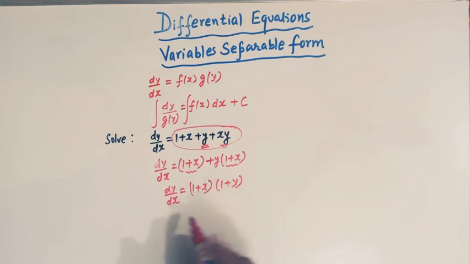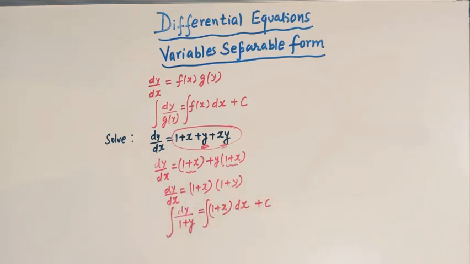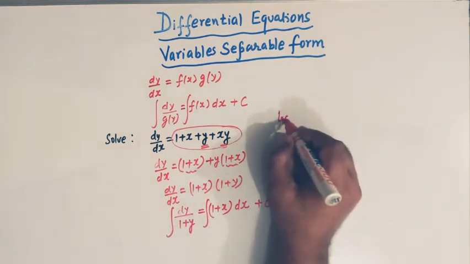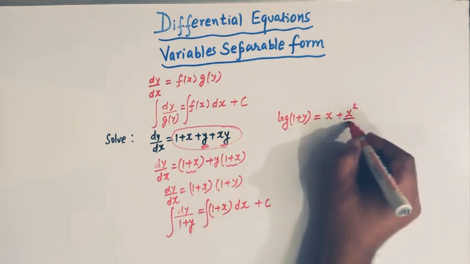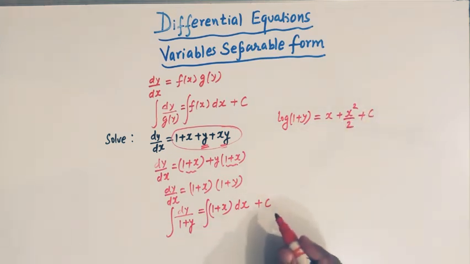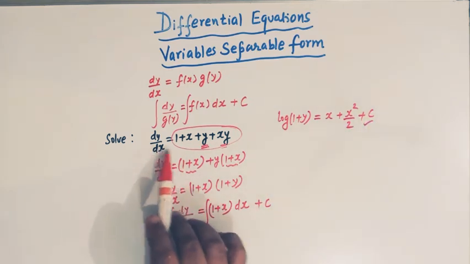And now separating the variables, we have dy over 1 plus y equals 1 plus x dx. Now integrating both sides, here we have the constant of integration. The integral of 1 over 1 plus y is log of 1 plus y, and the integral of 1 is x. The integral of x is x square over 2, plus c. So this is the required solution of this differential equation.